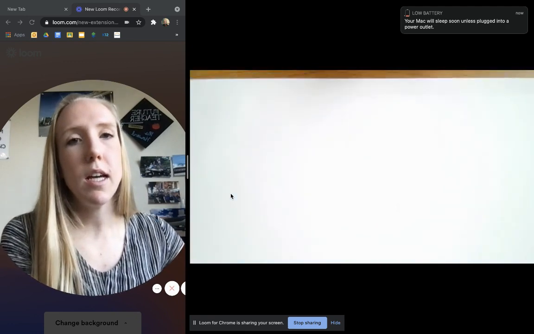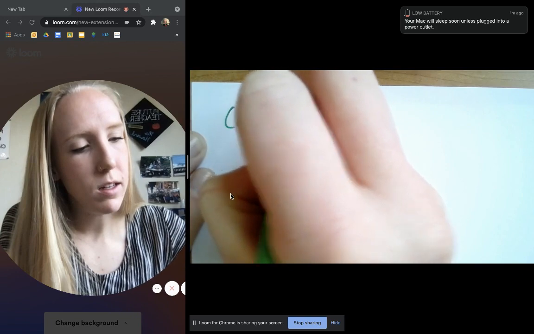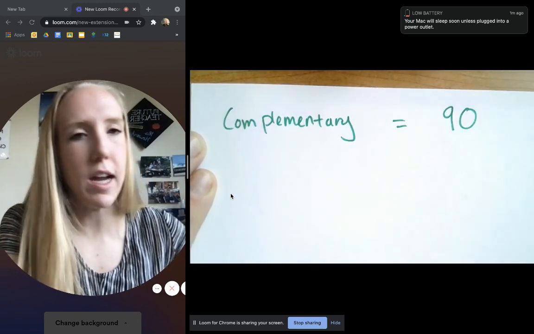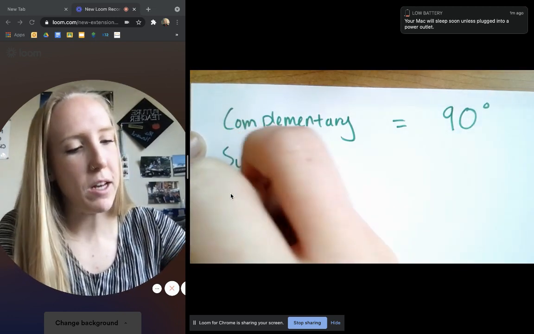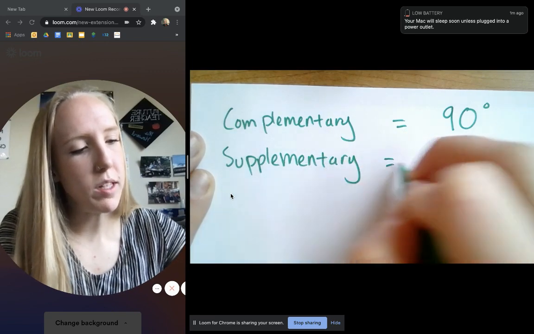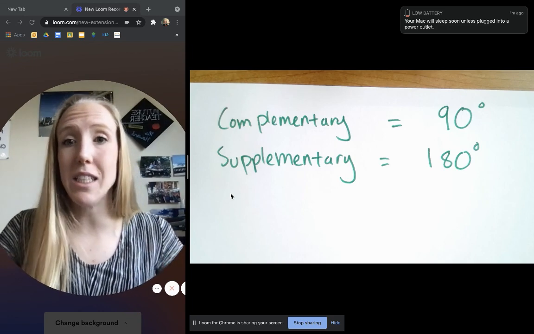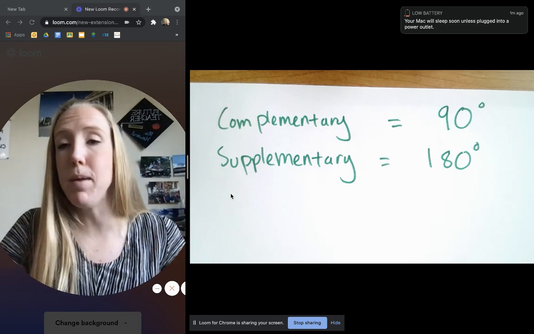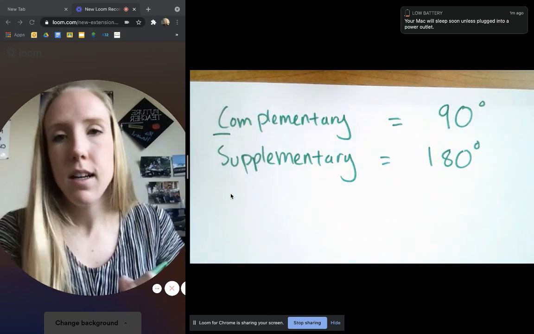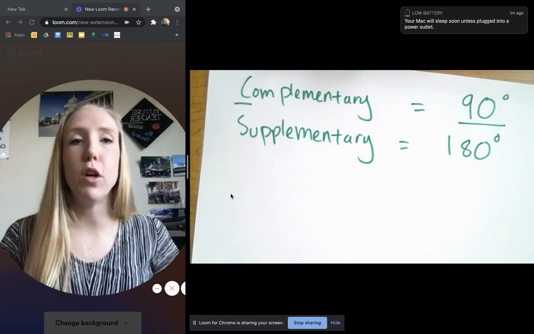Something I do want to point out before we move on and maybe get them confused is that complementary always equals 90 degrees. Supplementary always equals 180 degrees. So if you get confused, if you're like, is complementary 90 or 180? Is supplementary 90 or 180? How you can remember this is that C comes first in the alphabet and 90 comes first on the number line.